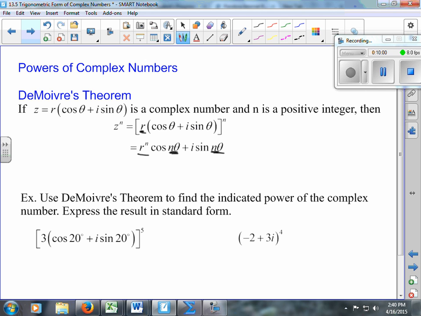So, and this is called de Moivre's theorem. De Moivre is the mathematician who first developed this. So if I want to find this complex number to the fifth power, it's just 3 to the fifth times the cosine of 100 plus i sine of 100.